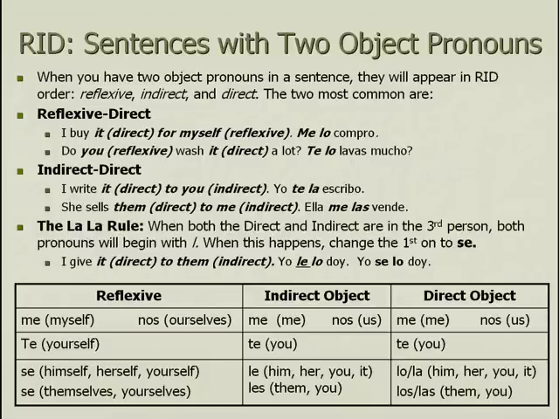And lastly, there's the "la" rule. When both the direct and indirect are in the third person, both pronouns will begin with L. When this happens, change the first one to "se." So for example, I give it to them. "Yo le lo doy" is what it should be, but because of the "la" rule, it is "yo se lo doy."